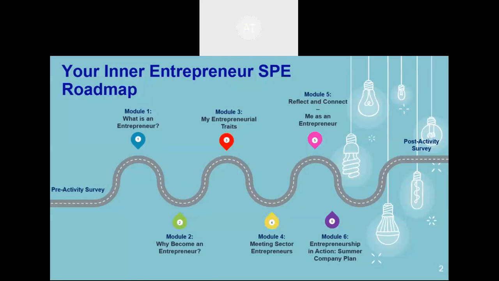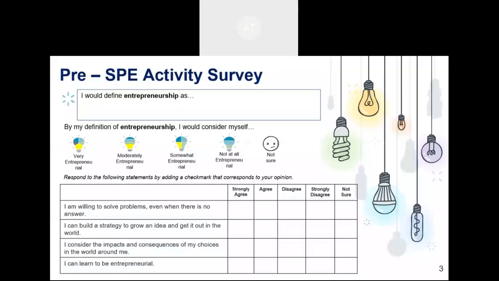The modules are a mashup of the Ministry of Education ICE toolkit with a focus on the entrepreneurial aspects of the ICE program. The SPE starts with a pre-activity survey. This is directly sourced from the Ministry of Ed toolkit, and there is a follow-up of it at the end.